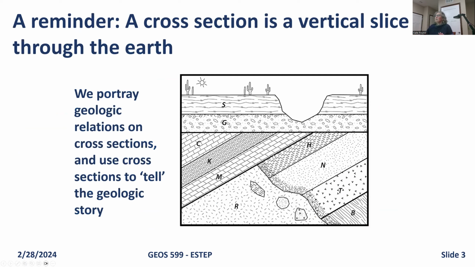This diagram is just a reminder that a cross section, in other words a vertical slice through the earth, is just that. We portray geologic relations on cross sections, and we use cross sections to tell the geologic story. In this cross section, we have the land surface where my cursor is moving right now. We go into a valley and then up on the other side of the valley, and everything below that is the geology beneath the land surface.